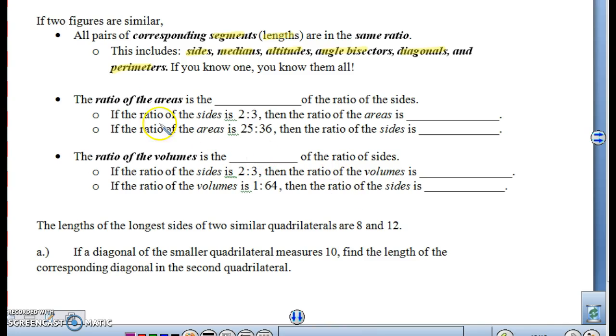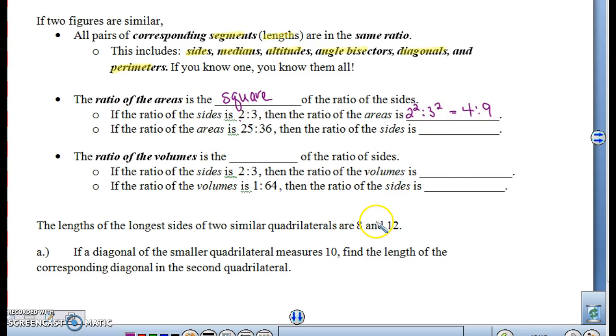Now, the ratio of the areas is actually the square of the ratio of the sides. Remember we said the sides would be the lengths. To get area, you have to square something. So if the ratio of the sides is 2 to 3, we automatically know that the ratio of the areas will be the square of this: 2 squared to 3 squared, which is 4 to 9.